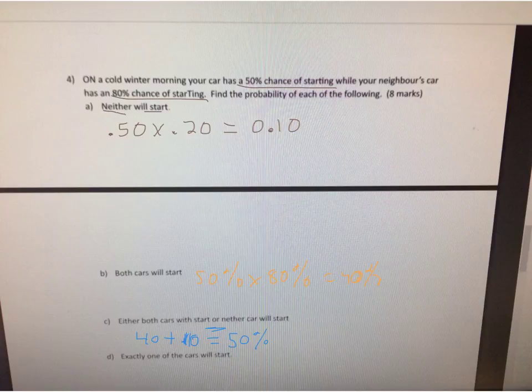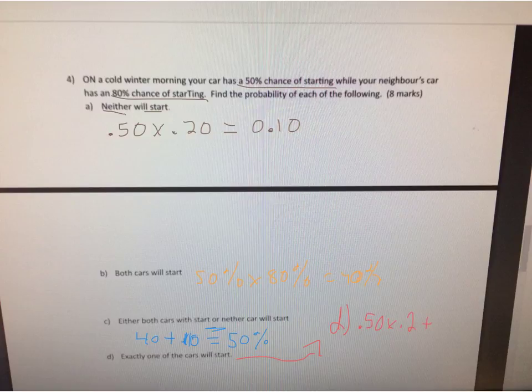And for the last part of the question, for part D, it says exactly one of the cars will start. So that one, again, is worded just slightly different so that we have to treat it just differently than the other ones. I'm going to just write over here so I have some more room. So exactly one of the cars will start. So that could be that car A started, but that would mean that car B can't start. Okay?